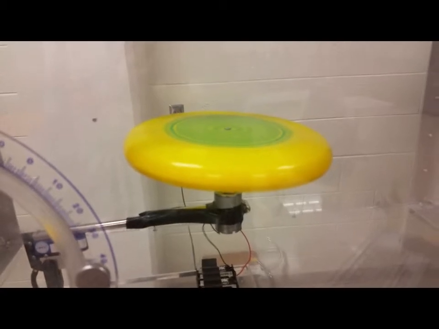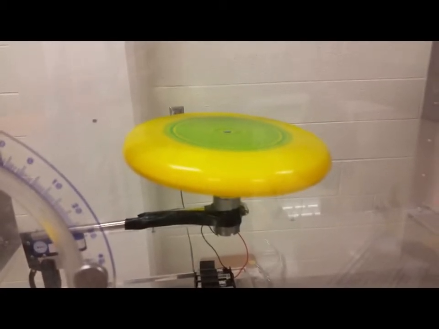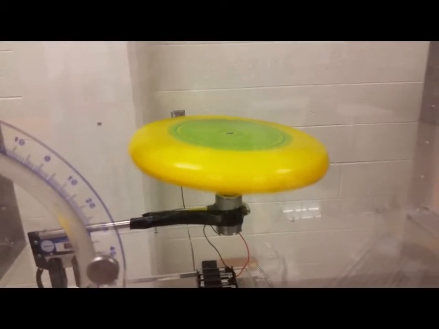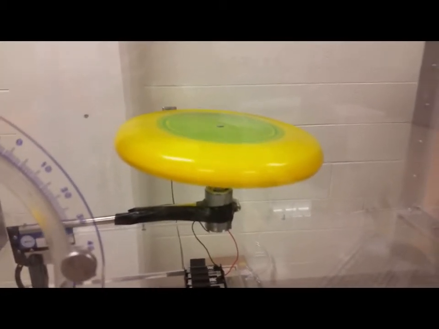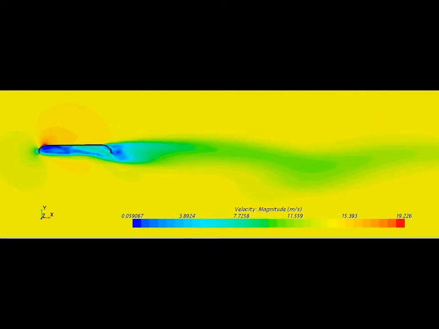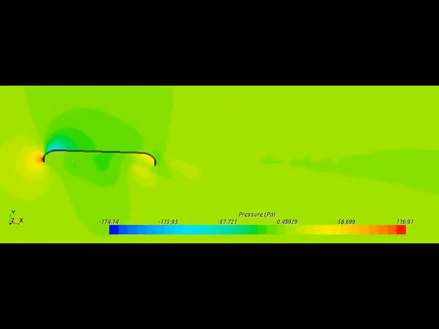We did 2 types of tests: a computer simulation in star-CCM and then a real-life test in a small wind tunnel. As you can see in the wind tunnel, we attached the frisbee to a small motor to make it spin and then had air flowing past it at 14 meters per second. We simulated the same thing in star-CCM. Here's the plot of the velocity of the flow over the frisbee, and here's the plot of the pressures over the flow. As you can see, the center of pressure is slightly ahead of the center of the frisbee.